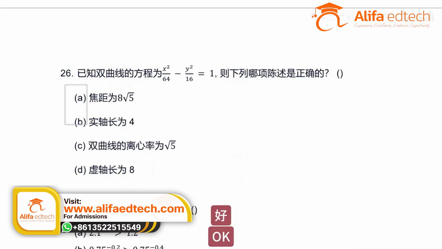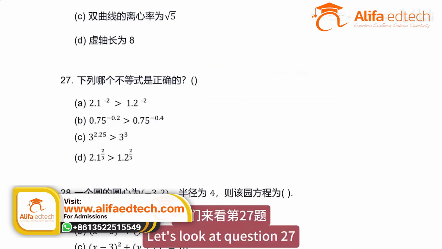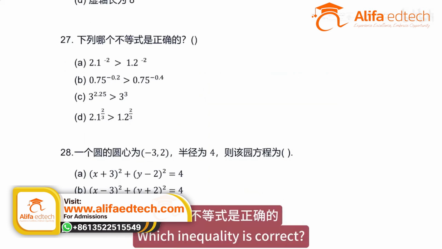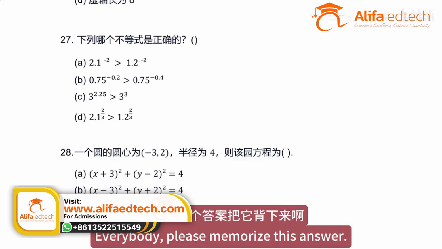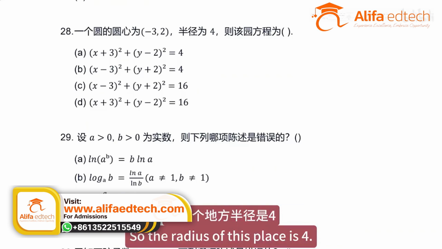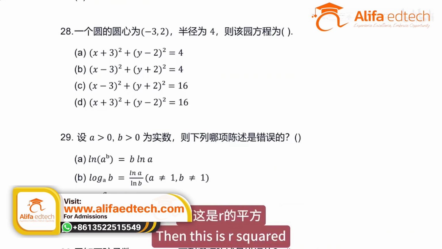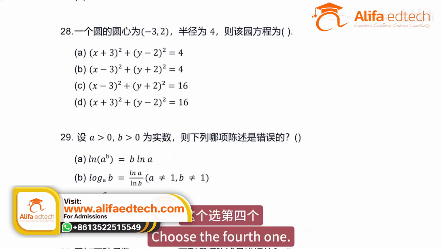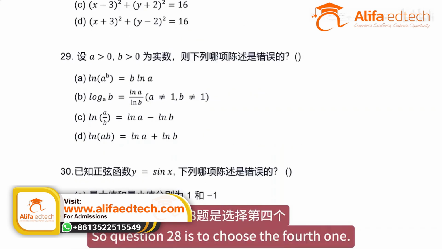All right. Let's look at question 27. Which of the following inequalities is correct? We've already talked about this several times, right? You should choose the fourth one, correct? Everyone memorize this answer. Now let's look at question 28. Here, the radius is 4, and here it's r squared, so that's 16. And here it's -3. -3 is the fourth one, so choose the fourth one. So for question 28, the answer is the fourth option.